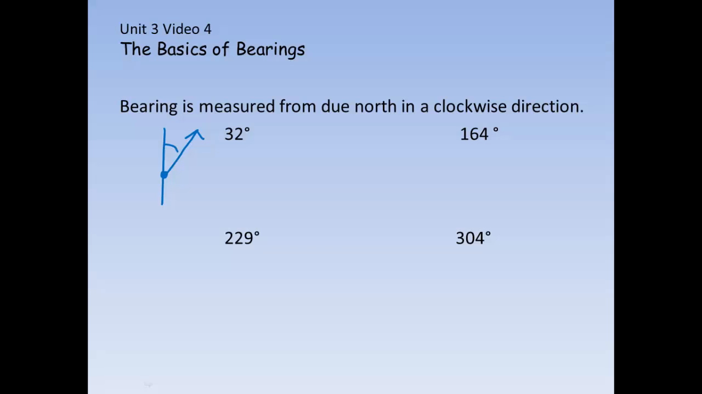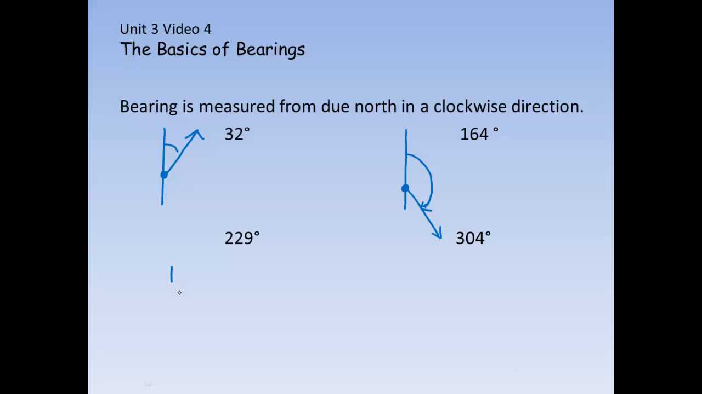All right, 164 degrees. So again, we start with our north-south line, we pick a point, and we say, well, I'm going to be traveling 164. So I go past 90, and I say, well, this is my 164 degrees from the north. And so this is the direction we would be traveling. And this is a 164 degree bearing.